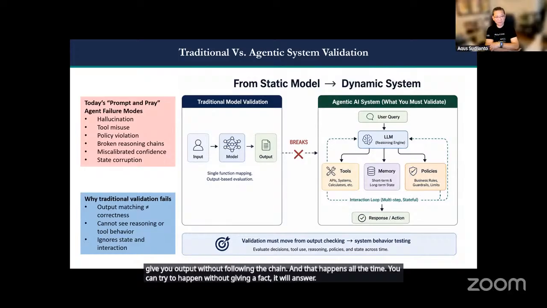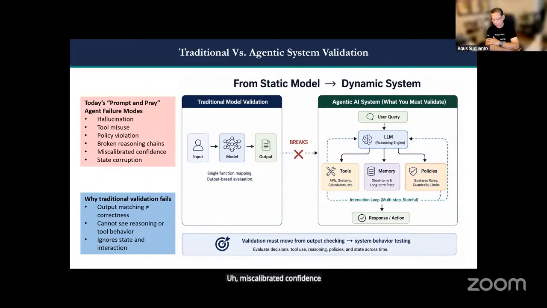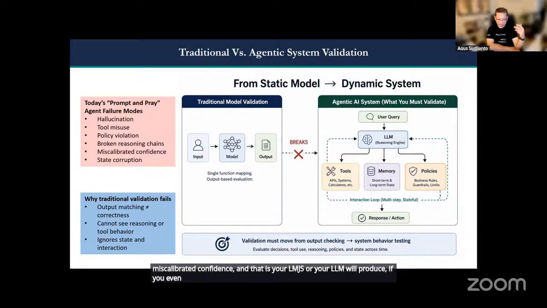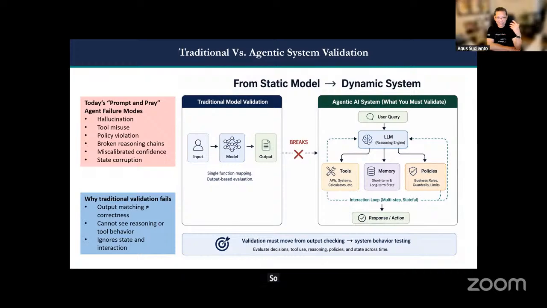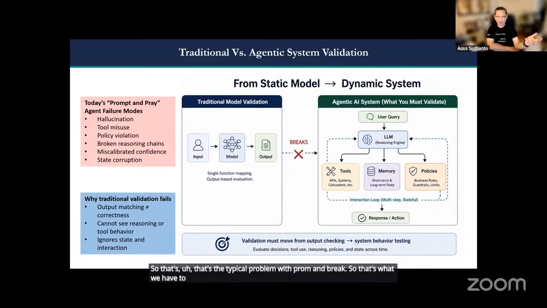Then there's miscalibrated confidence, which your LLM judge or your LLM will produce. Even if you have a judge to give a confidence, it will give the wrong confidence all the time, right? And state corruption because of the memory problem that we talked about. So that's the typical problem with prompt and pray. That's what we have to deal with when we validate this.